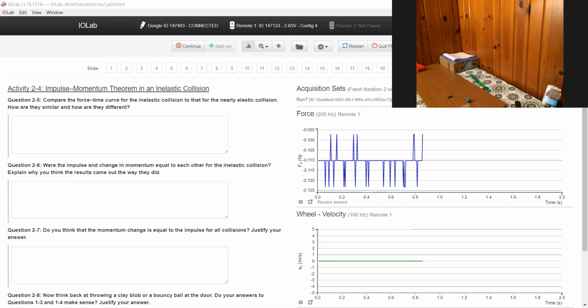So what we have been asked for is to compare the force time for the elastic collision. How are they similar? Are they different? For instance, both have a similar shape. You could have seen the shape is similar. Let me see if I can share that one with you.